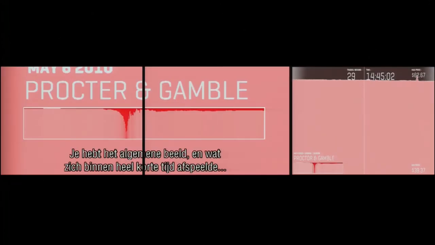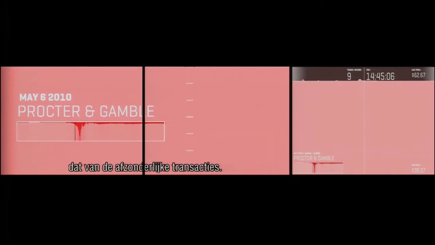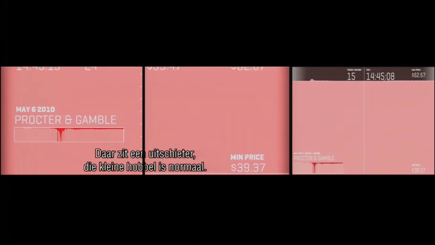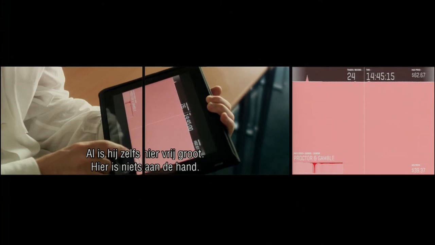So you've got the general picture, the big picture, although it's still over a very short time scale, and then you've got the detailed picture of the individual trades. See, there's a little bump there. That's almost the more natural scale, whereas even here at this level, it's something that seems to be quite big.